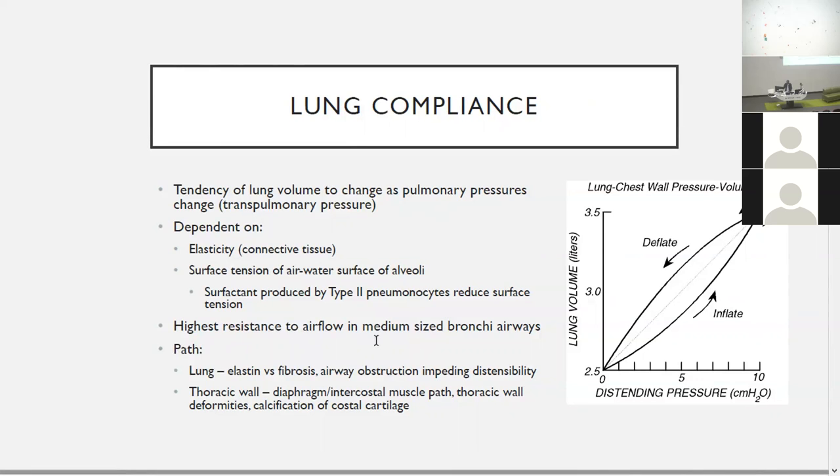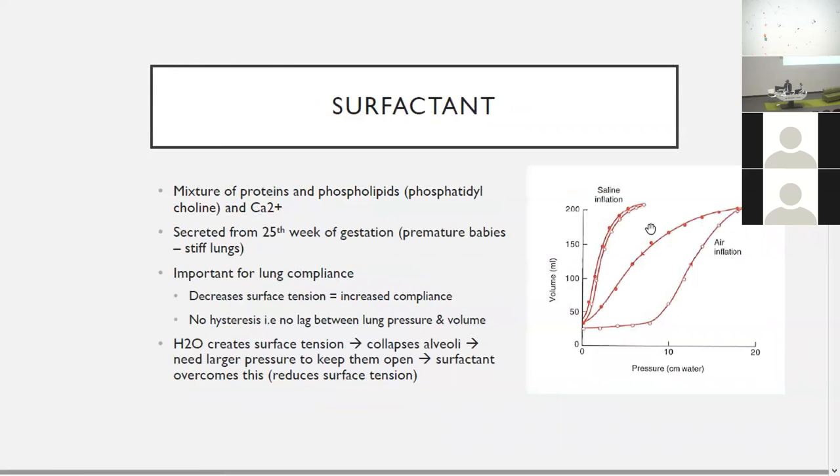And this is just about airway resistance. You have your highest resistance in your medium-sized airways and not the large ones. Yep, so there you go. Lung elastin and fibrosis, etc. Thoracic wall deformities will impede your lung compliance. And that's just about surfactant.